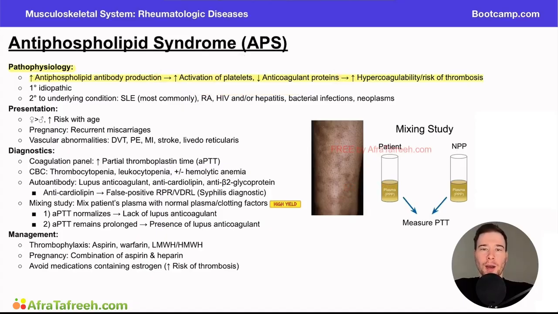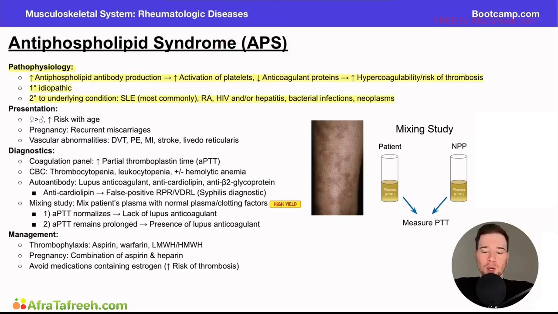Now, this can occur for a variety of different reasons. One, it can be idiopathic. That is to say, we don't know specifically what the cause is for this. However, in other patients, secondary causes can include underlying conditions such as lupus or SLE, most commonly, rheumatoid arthritis, HIV or hepatitis, bacterial infections, or neoplasms. So you can see there are a lot of associations that you might need to know. Maybe they'll give you a lupus patient, and you'll have to have the association in your mind that, oh, this patient can also have something like APS or antiphospholipid syndrome.